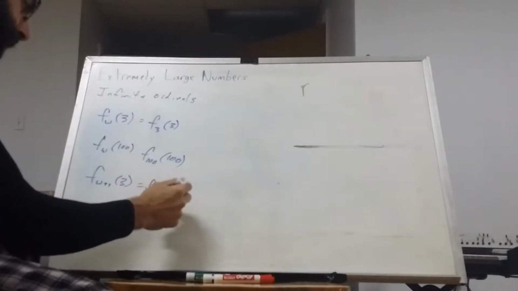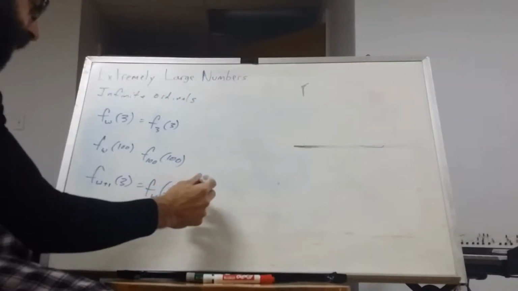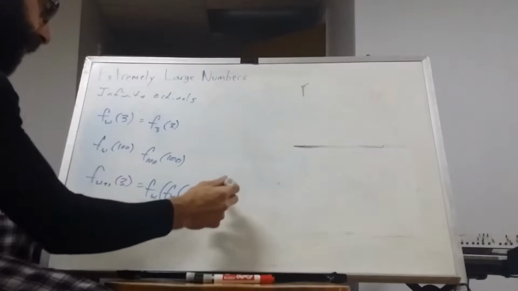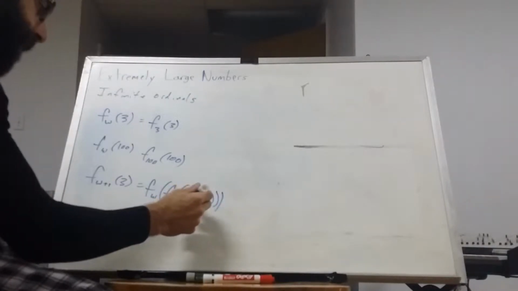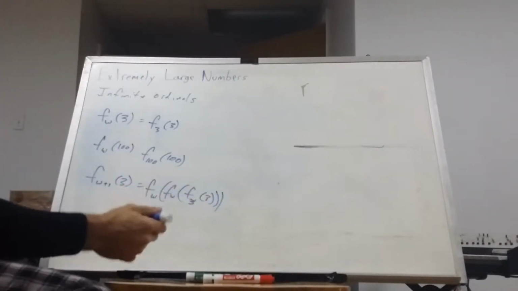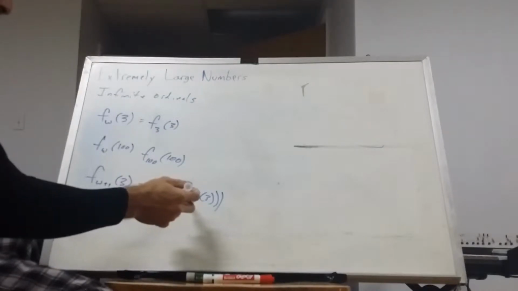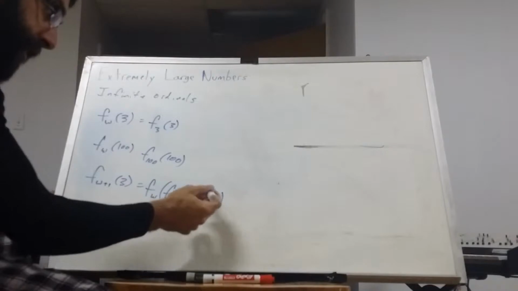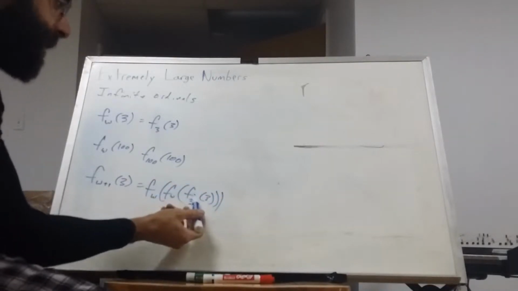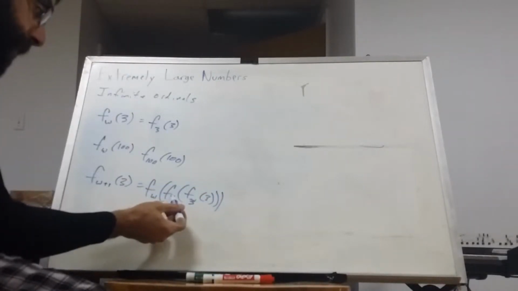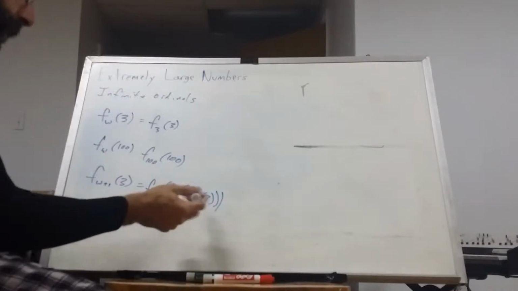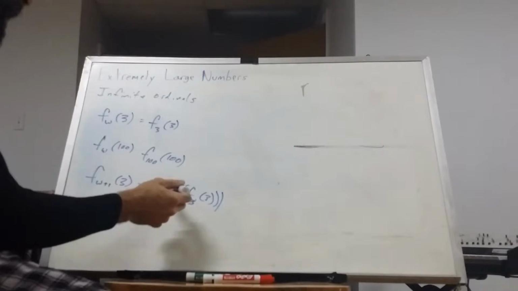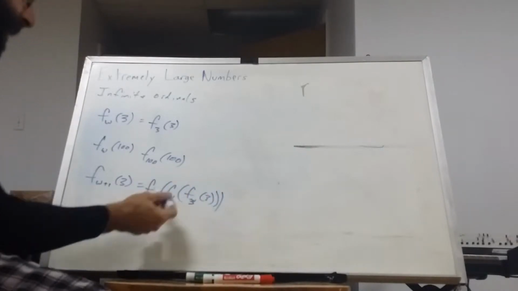F omega of f omega of f omega of 3. And we know that this is going to be f of 3, which is already a pretty big number. But now watch what happens. We take this huge number now, and we're going to plug this into the omega slot, which is going to be a huge number. Like this is going to replace this whole thing here. And then we take that huge number and plug that into this slot.